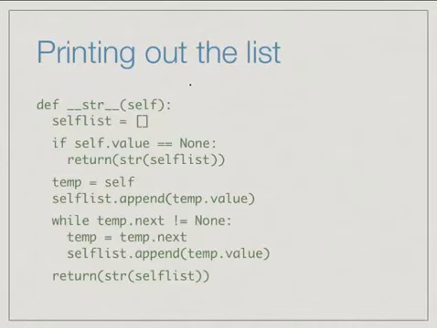Finally, let's write a function to print out a list so that we can keep track of what's going on. So we will print out a list by just constructing a Python list out of it and then using str on the Python list. So we want to create a Python list from the values in our list.